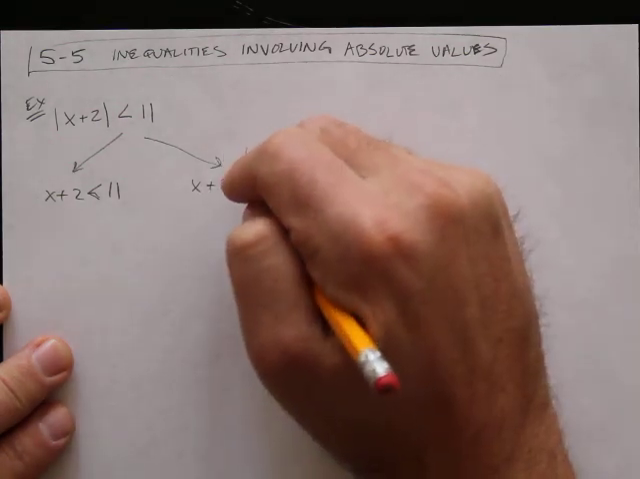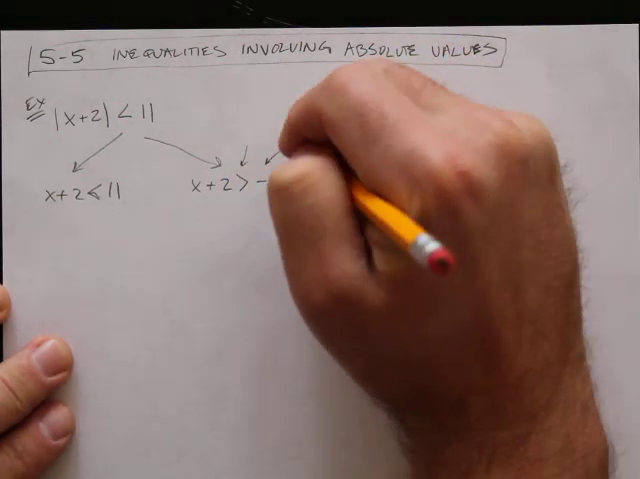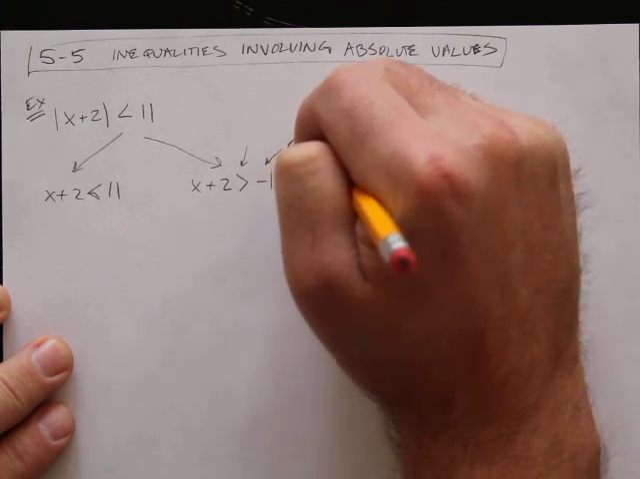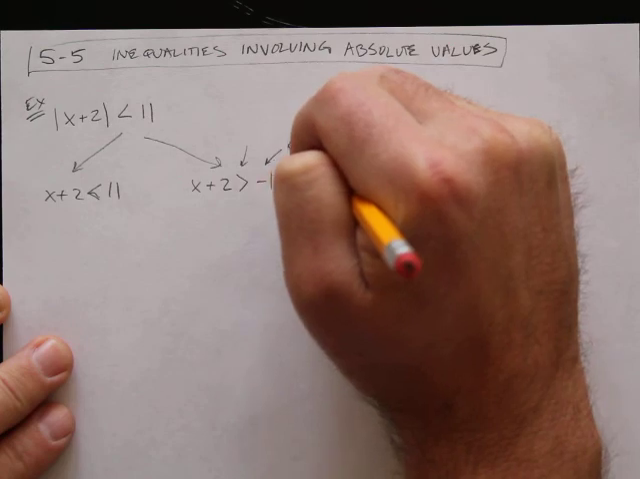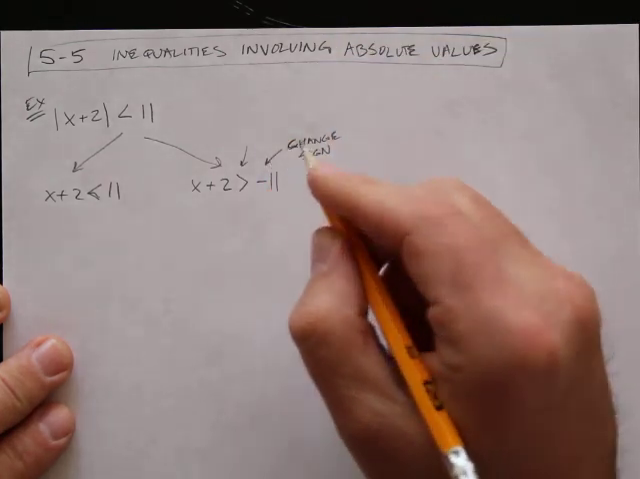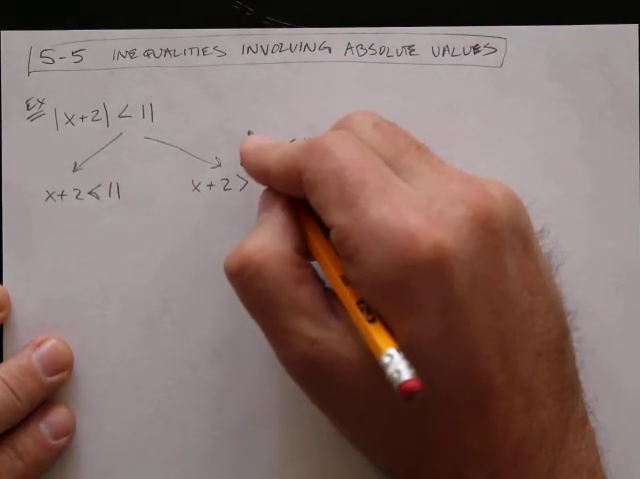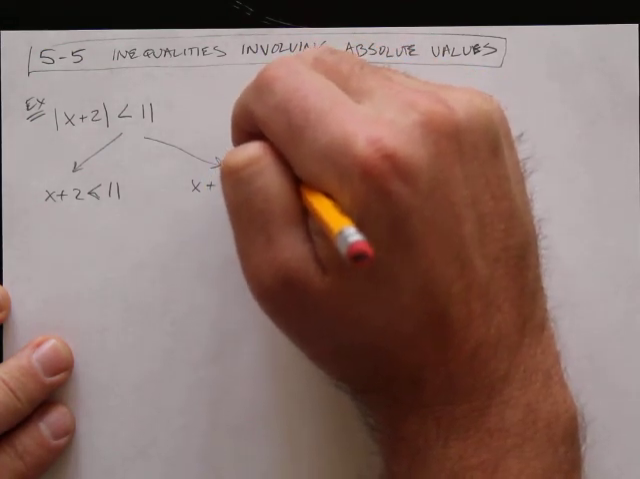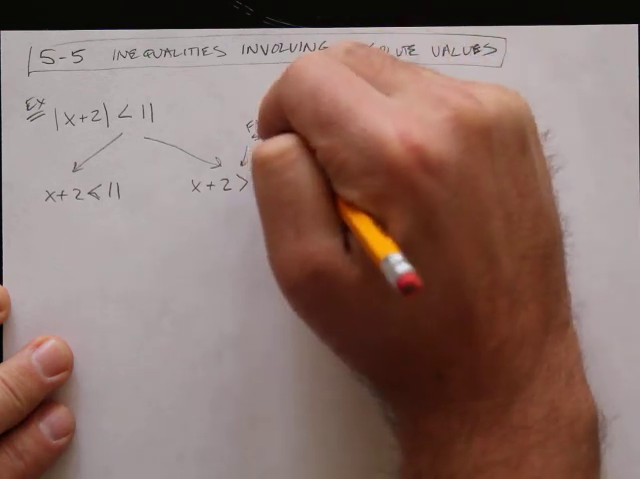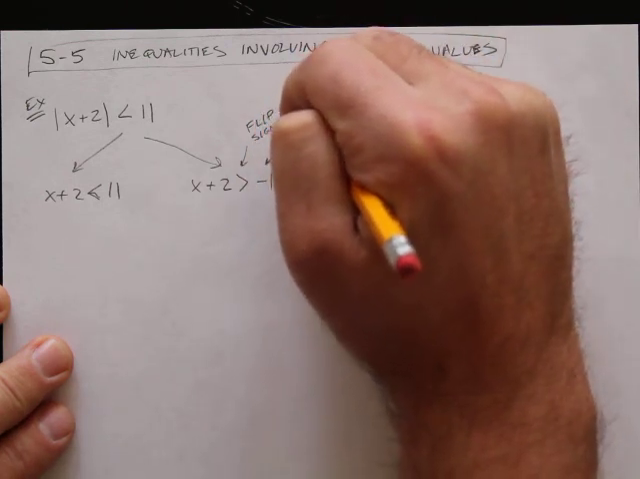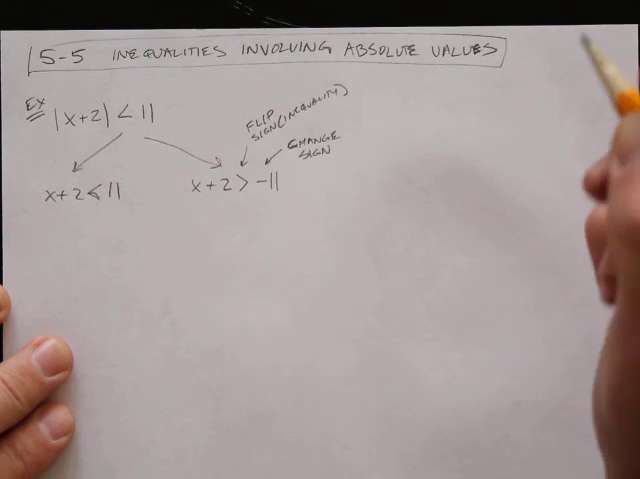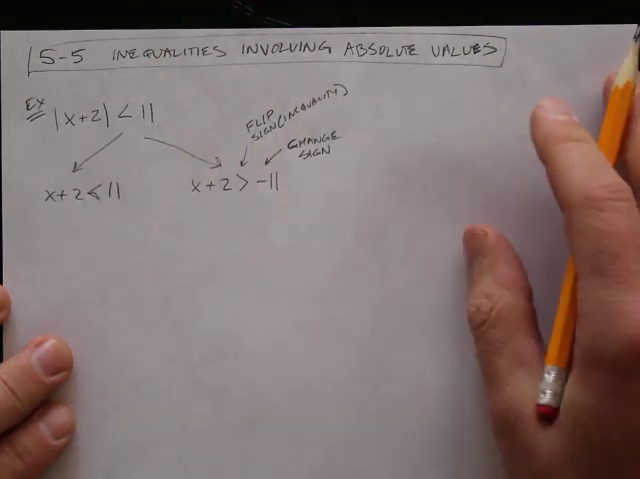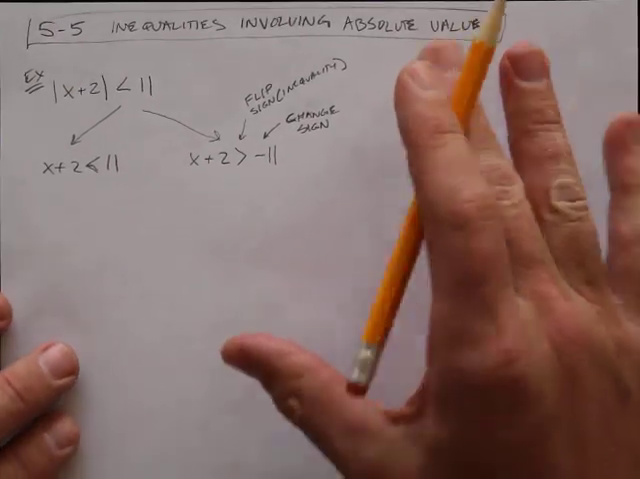So notice we change the sign, as in make negative, and we flip the inequality sign. So we change this from positive to negative, and we flip this one. And then we just solve as we normally would.